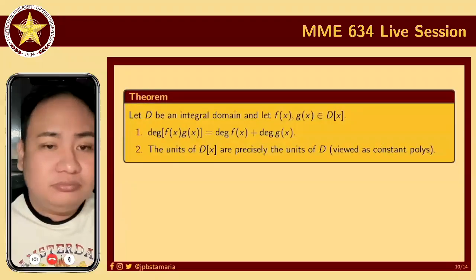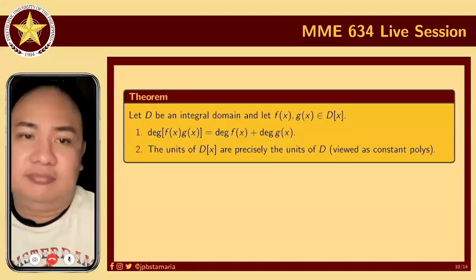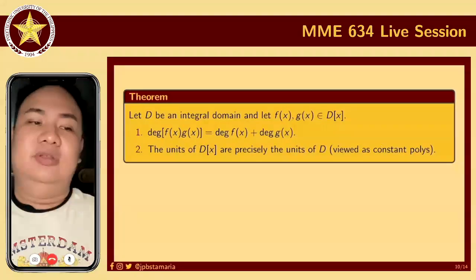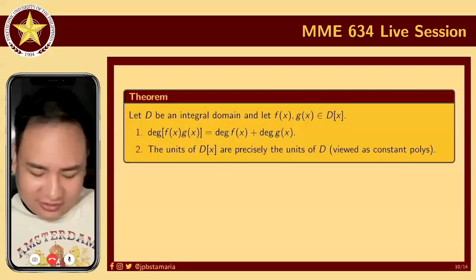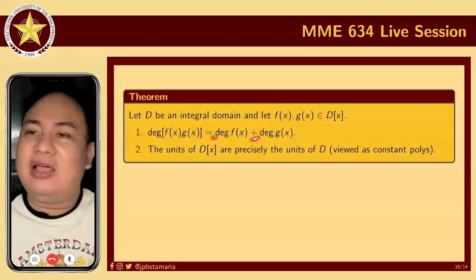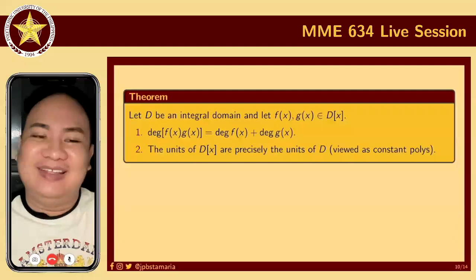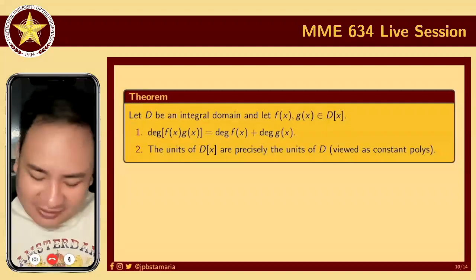Ito yung interesting. Yung degree sum property na yun, sum of the degrees, yung degree ng f of x times g of x, nagiging equal sa sum ng degrees, meron kayong kailangan para mangyari yun. What is that? Ano yung needed assumption para mangyari yung equation na ito?